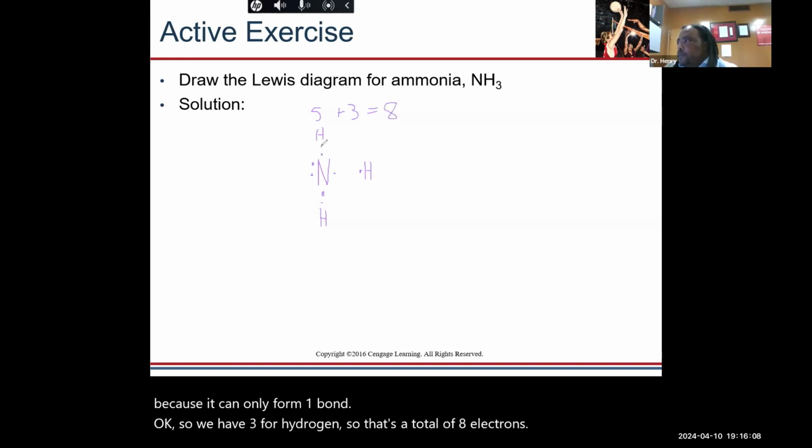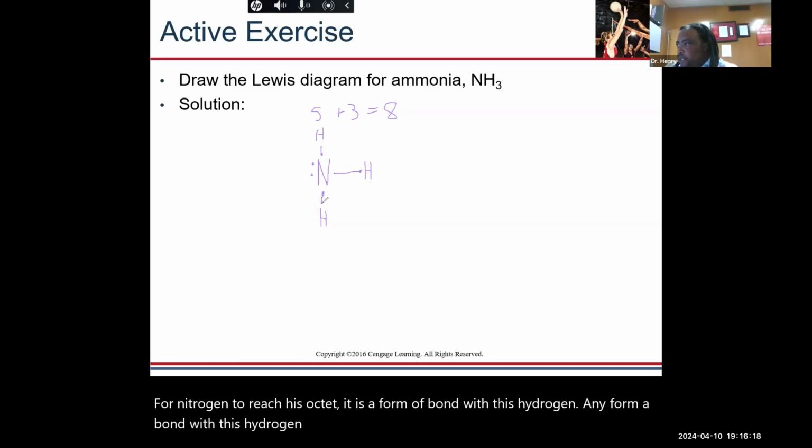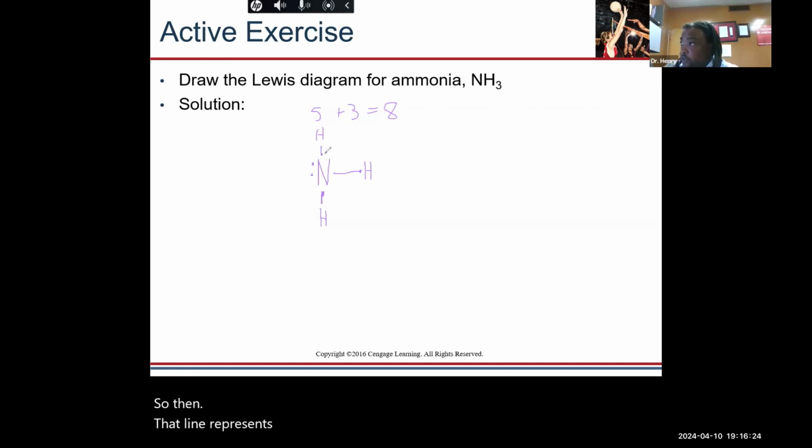For nitrogen to reach its octet, it needs to form a bond with this hydrogen, with this hydrogen, and with this hydrogen. That line represents 2 electrons. So that's 2, 4, 6, 8.